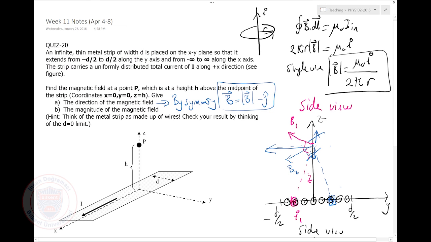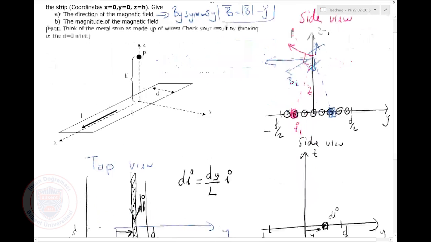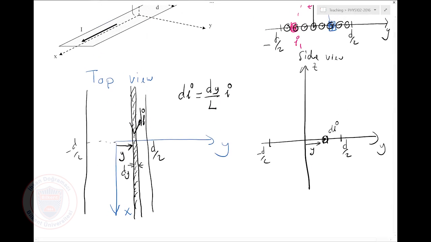Okay, so that is a result I can actually use here. But let's figure out, so here is my observation point.